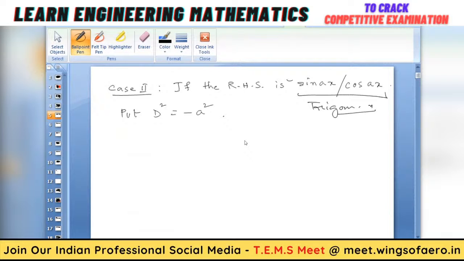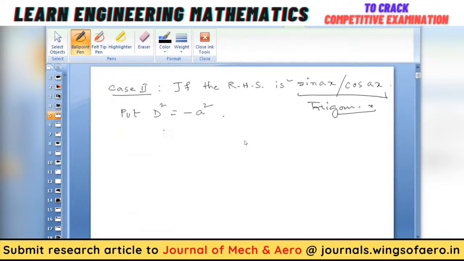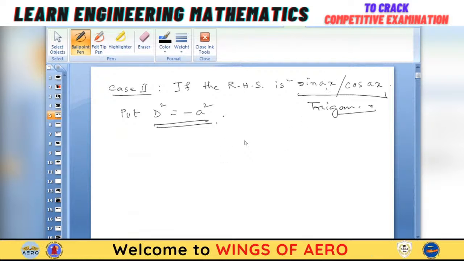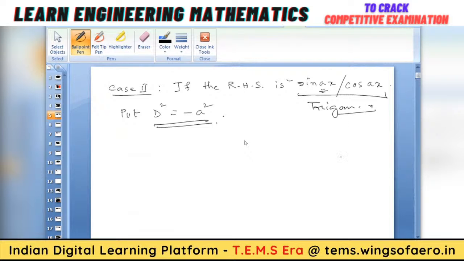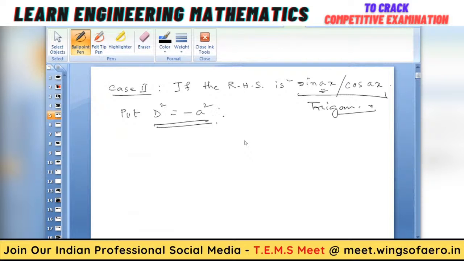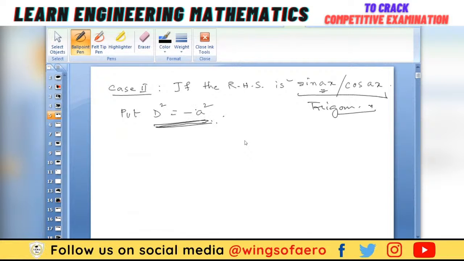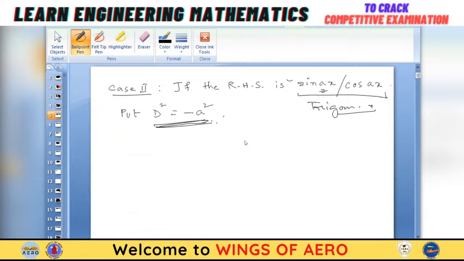Tan, cot, or something like that will not be in MCQ exams because the method to solve them is very large. In this case, what should you do? Just put d square is equal to minus a square. What is a? In the previous case, we considered e to the power ax. In this case, we will consider sin ax or cos ax. Simply put d square equal to minus a square. Remember, d square is equal to minus a square. Okay, the minus sign should be there. Do not omit or nullify this minus sign.